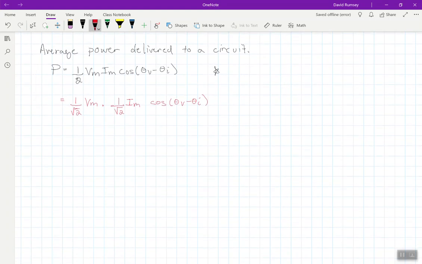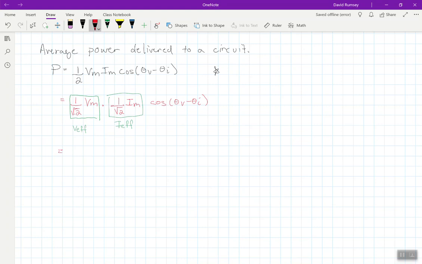And notice 1 over 2, it seems weird to split it as 1 over square root of 2 times 1 over square root of 2. But hopefully you all agree with me that 1 over square root of 2 times 1 over square root of 2 is 1/2. And then we have Vm times Im still. But wait a minute here. If I think about this, this is just V effective. And this term here is just I effective.